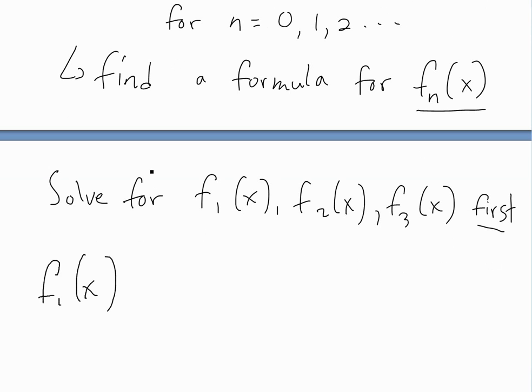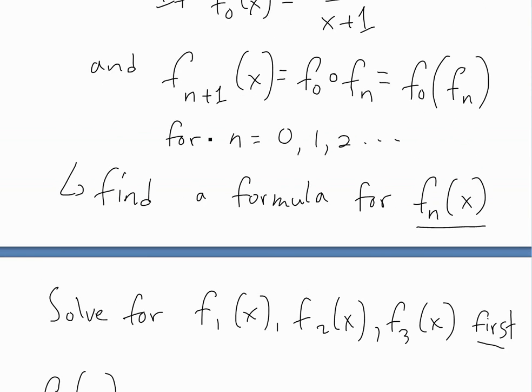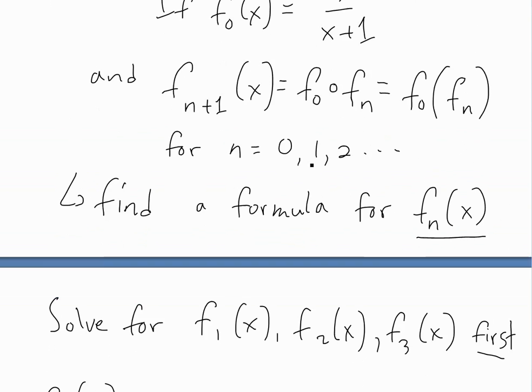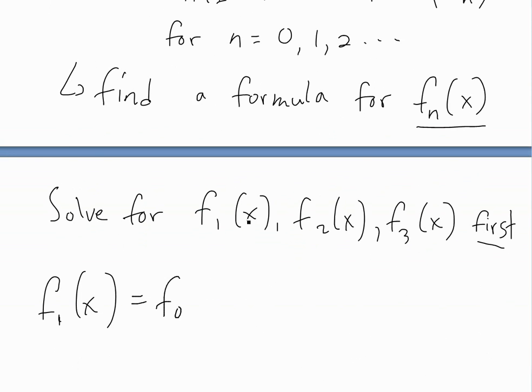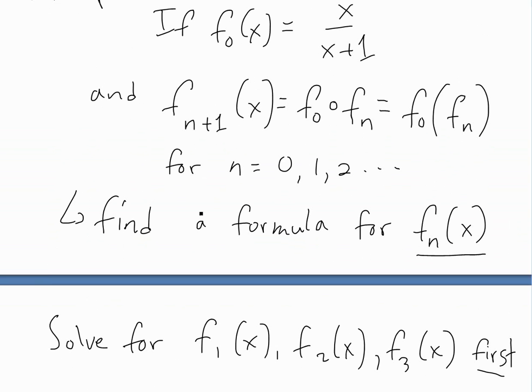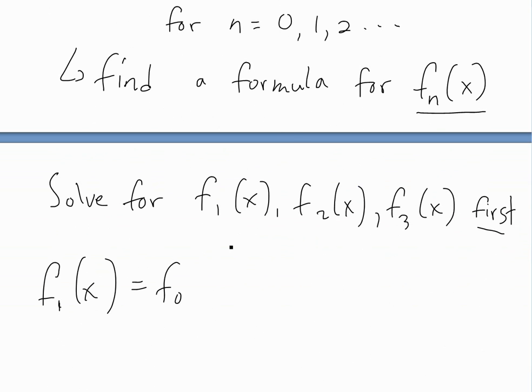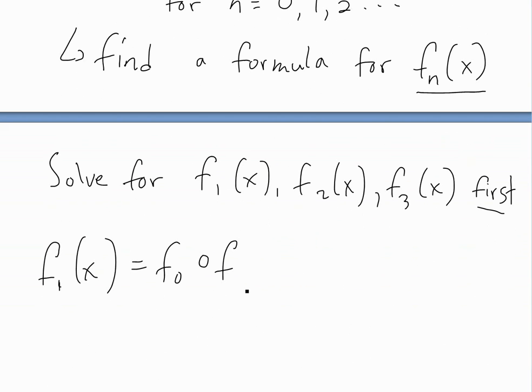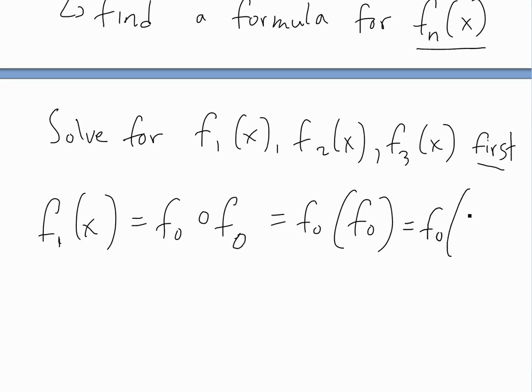Looking at the general formula, f1 equals f0 circle f0, where n in this case is 0, because this is the next one and all it's saying is we look at the one previous. It's not multiplication, it's a circle. So this equals f0 of f0. We plug this function inside itself, and we know f0 is x over x plus 1, because that's what we're given.